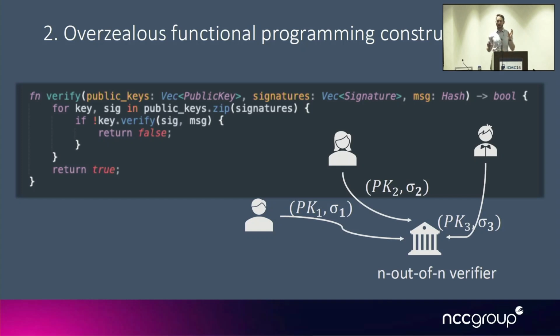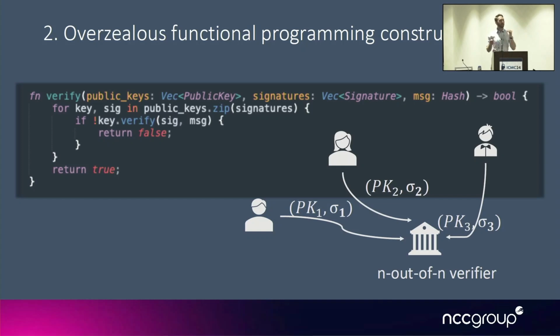One could go about implementing the verifier function as follows. The function will take a vector of public keys, a vector of signatures, and the message. Then it will zip public keys and signatures together, as we have seen in the previous example. For every one of these pairs, it will check whether the key verifies the signature on the message. In this case, we have a multi-signature scheme with an n out of n verifier.